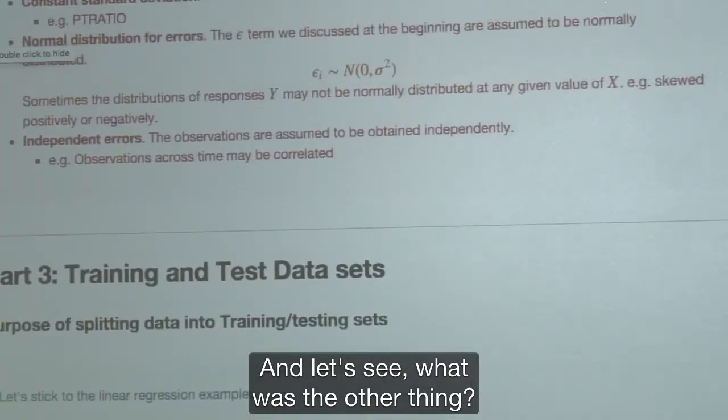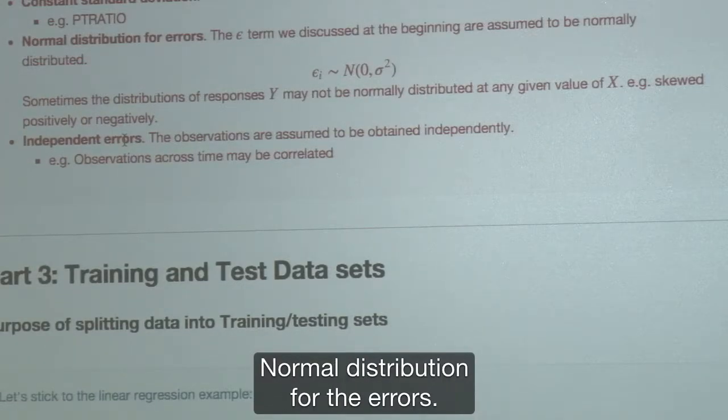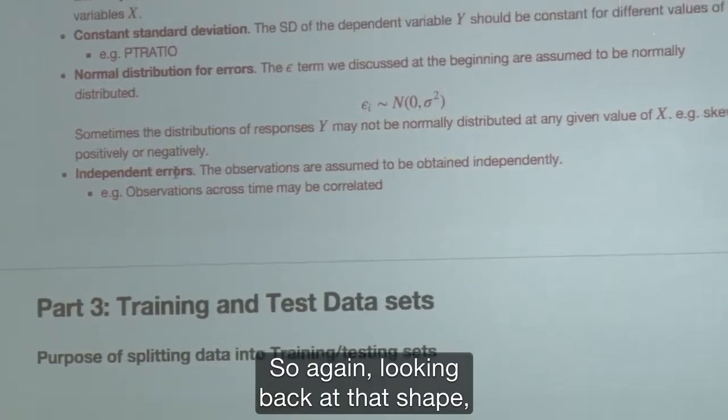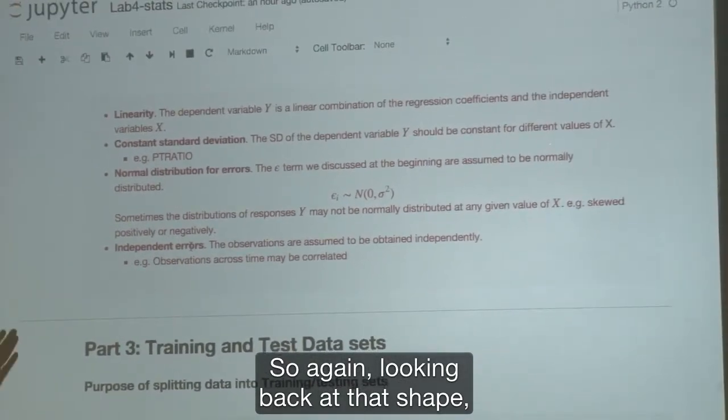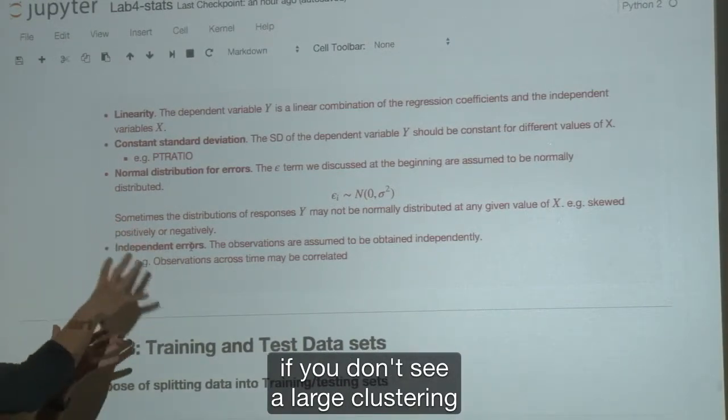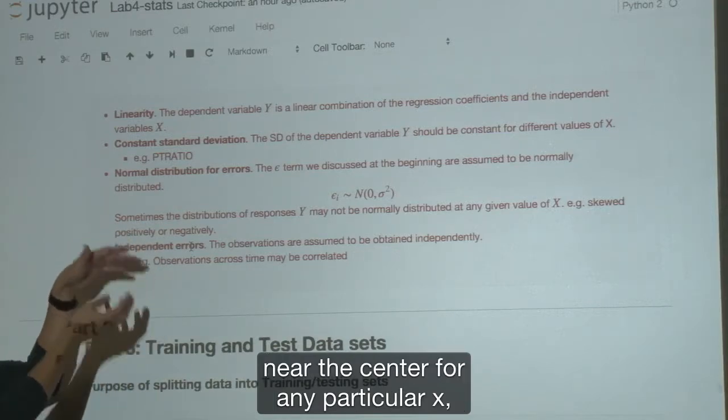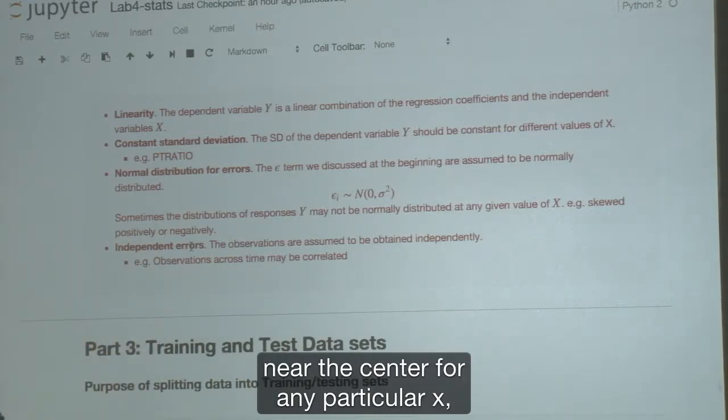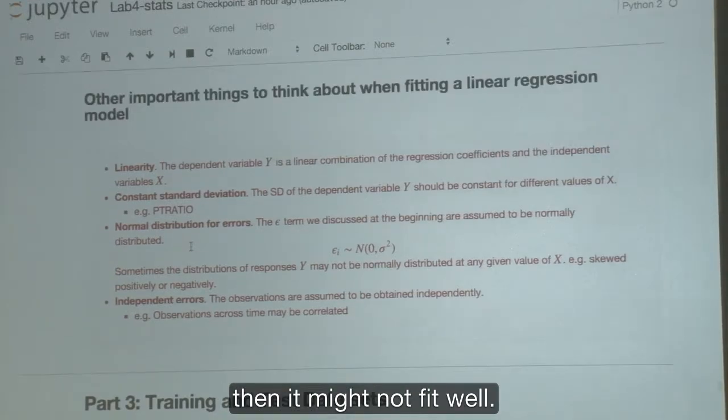Let's see, what was the other thing? Normal distribution for the errors. So again, looking back at that shape, if you don't see a large clustering near the center for any particular x, then it might not fit well.